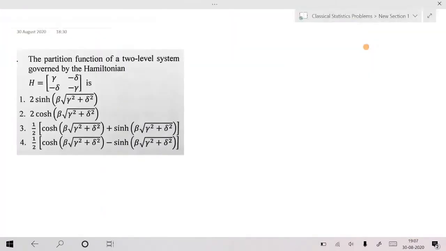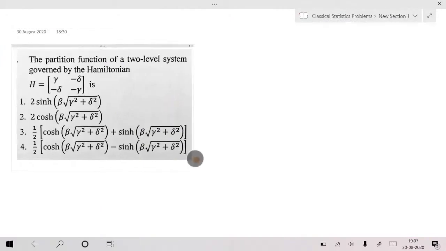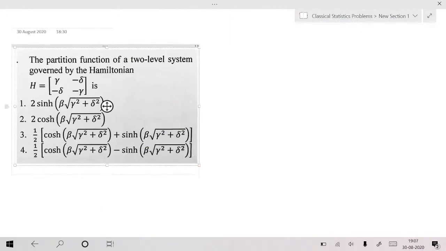No, sir. Yes, let me move on to one more question here. This is quite easy. Again, the only thing is you should see this question in one particular manner. Partition function for a two-level system. It is governed by this one.